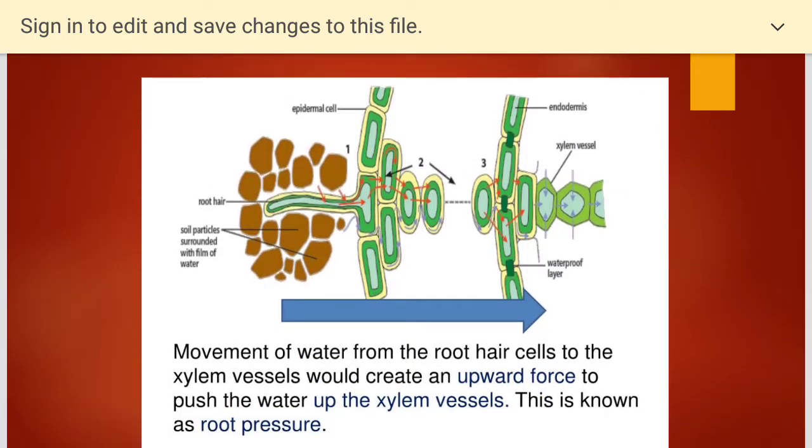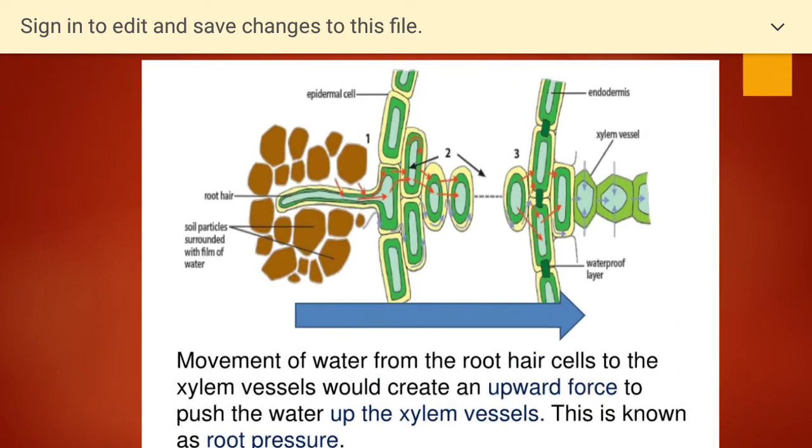We can also see one LS of root showing the relationship of root hair and the soil water. This is the LS of a root showing the relationship of root hair and soil water, where we can see the soil particles are present here.